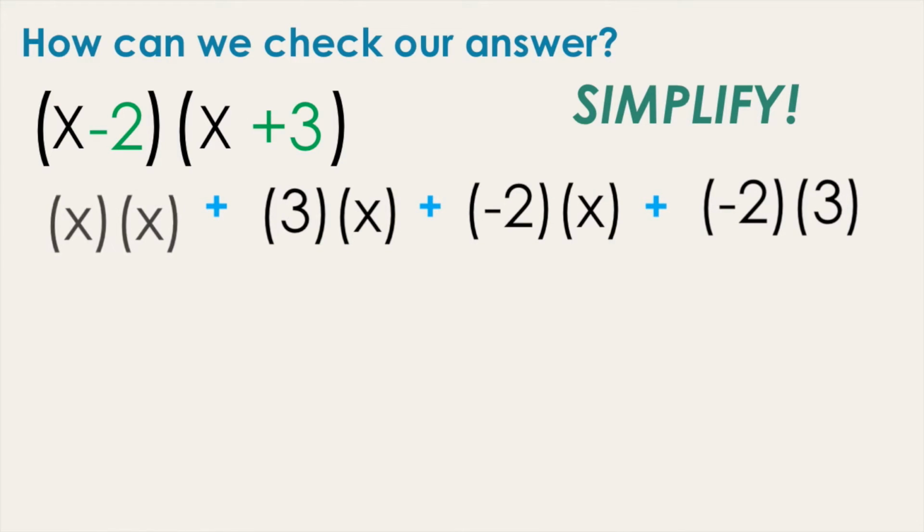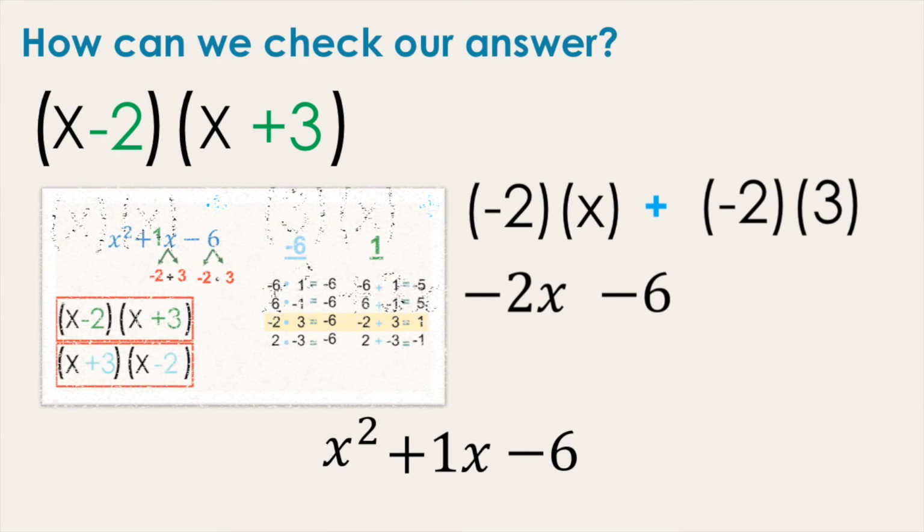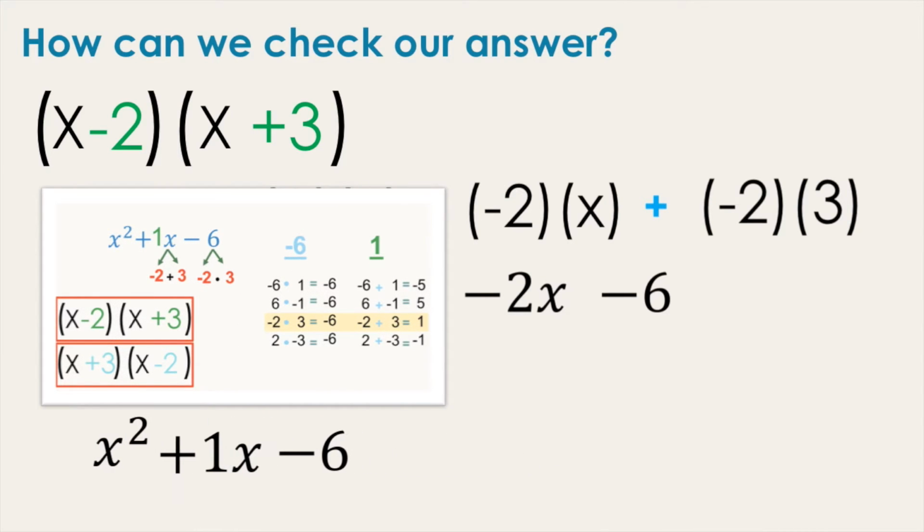X times x gives us x squared. 3 times x can be rewritten as 3x, negative 2 times x can be rewritten as negative 2x, and negative 2 times positive 3 gives us negative 6. Now we want to continue to simplify further. X squared is just brought down as x squared. Positive 3x and negative 2x are like terms because they both contain 1x, so those simplify to positive 1x. And then our last term, negative 6, can just be brought down. X squared plus 1x minus 6 can also just be rewritten as x squared plus x minus 6.